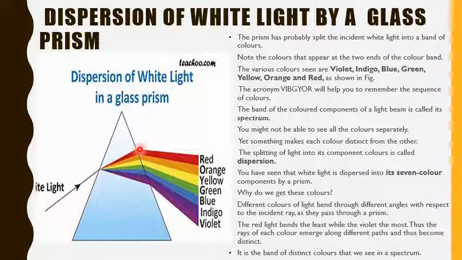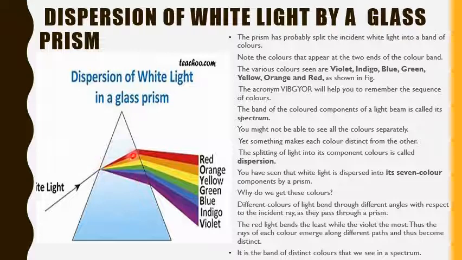See, red doesn't bend the most. Okay, sorry, red bends the least, whereas violet bends the most, that is why it is going last. Whereas red doesn't bend the most. Okay? Thus, the rays of each color emerge along different paths and thus become distinct.